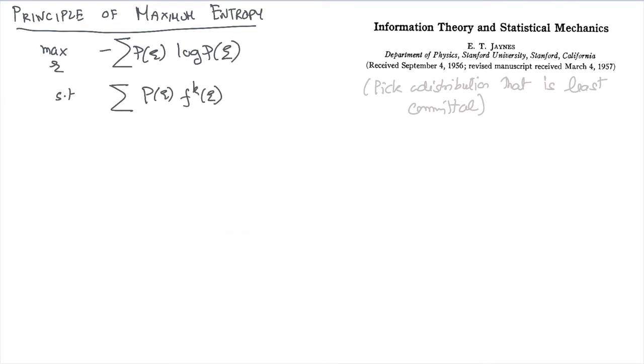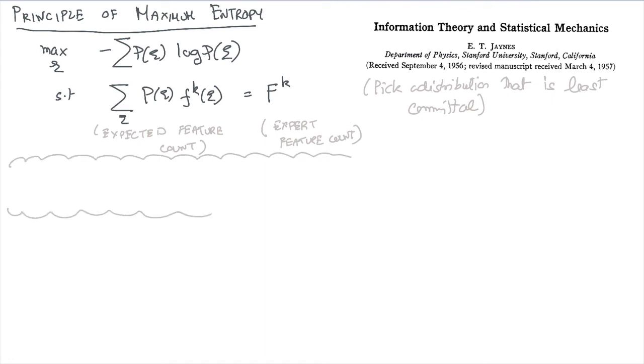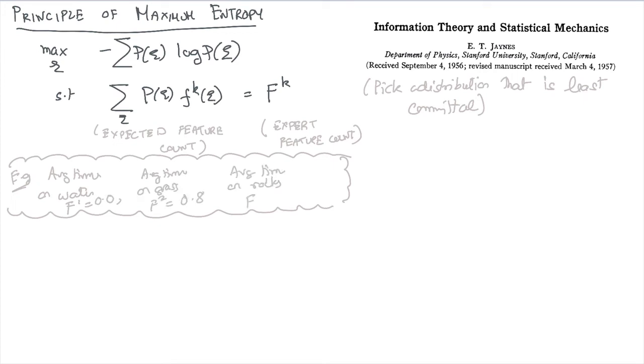So we write down our formulation once again. We want to maximize entropy subject to matching the empirically observed moments. So on the left-hand side, you have the expected feature counts on the learned distribution. On the right-hand side, you have the expected feature counts of the expert that you observe empirically. For example, you might get a data set of the expert's feature count. For example, the average time they spent on water or the average time they spent on grass. And you get these values of 0.0, 0.8, and you're supposed to learn a distribution that matches these average feature counts while having maximum entropy.